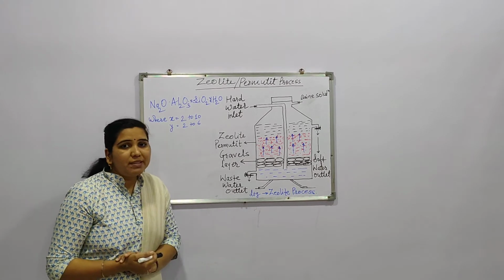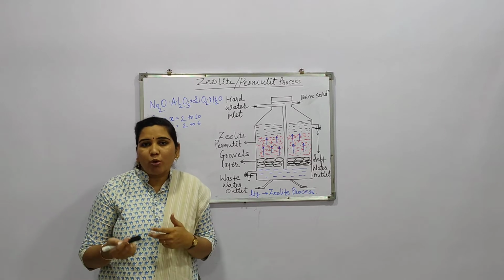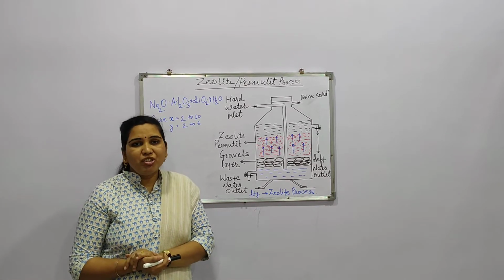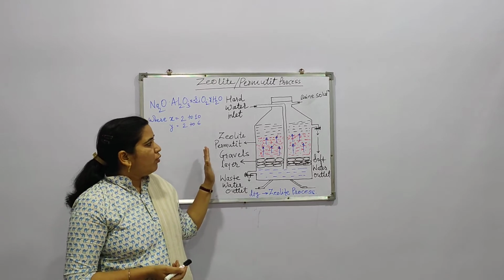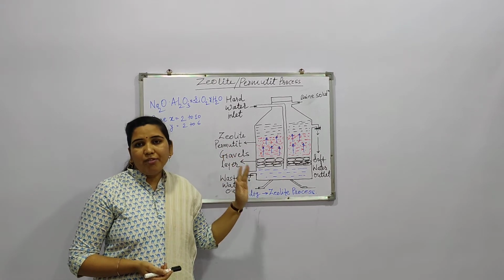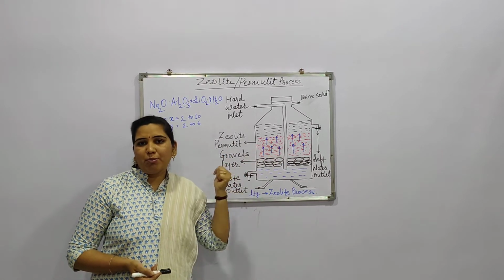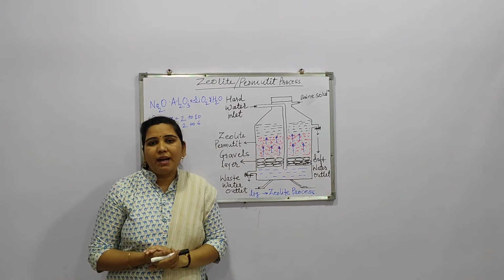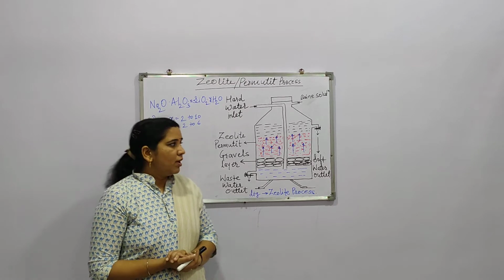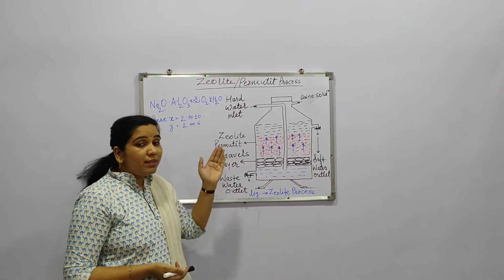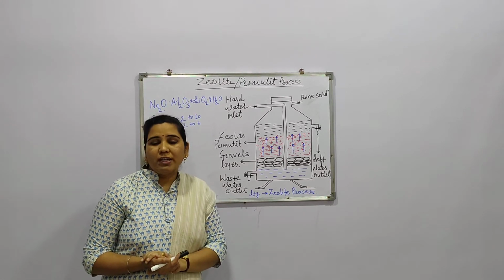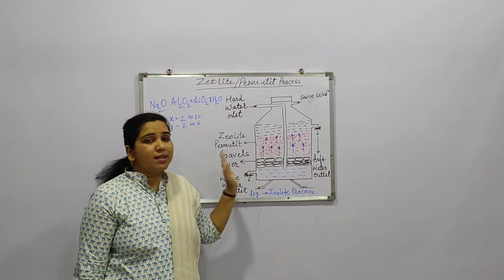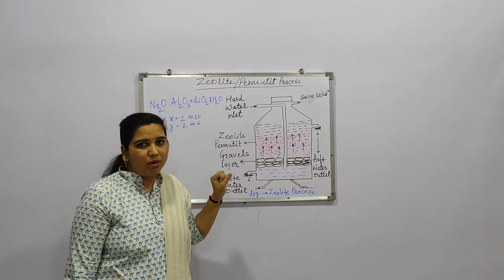So here we will see how this process goes on. There are three different terms by which we will study this process. First of all, the construction, in which the diagram and its different labeling is there. After that, its working, and then its advantages and disadvantages. Under working, there is a study of different types of reactions. First of all, we will see its construction and working.